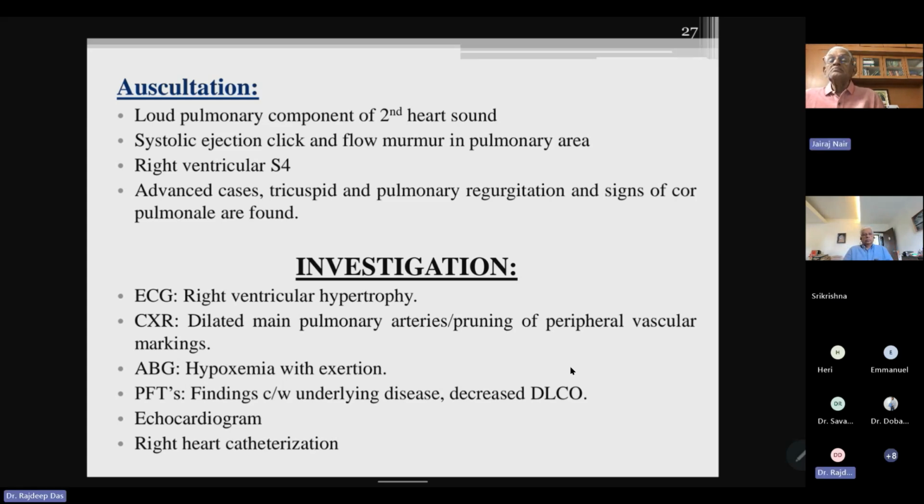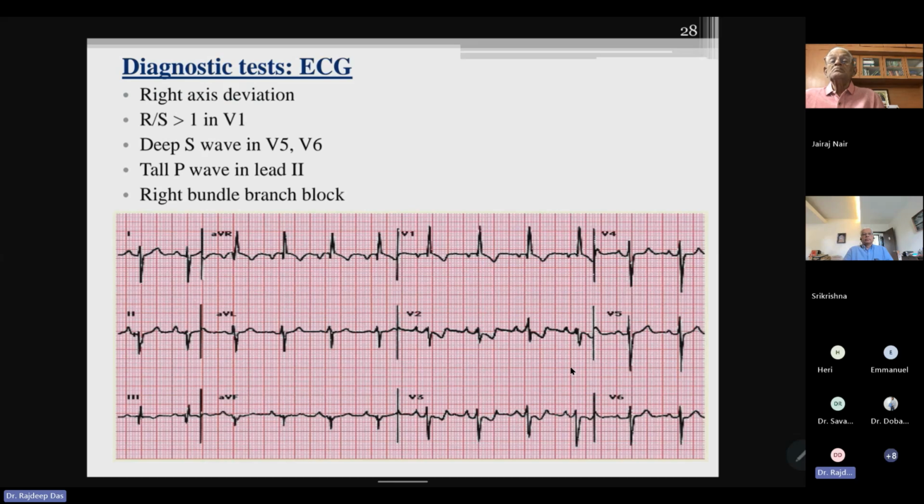maker for goal-directed treatment. The ECG, as we already discussed, will show right axis deviation and features of right ventricular enlargement: the R wave in V1 will be taller and the S wave shorter, a deep S wave in lateral leads V5, V6, tall P waves in lead 2, and right bundle branch block.